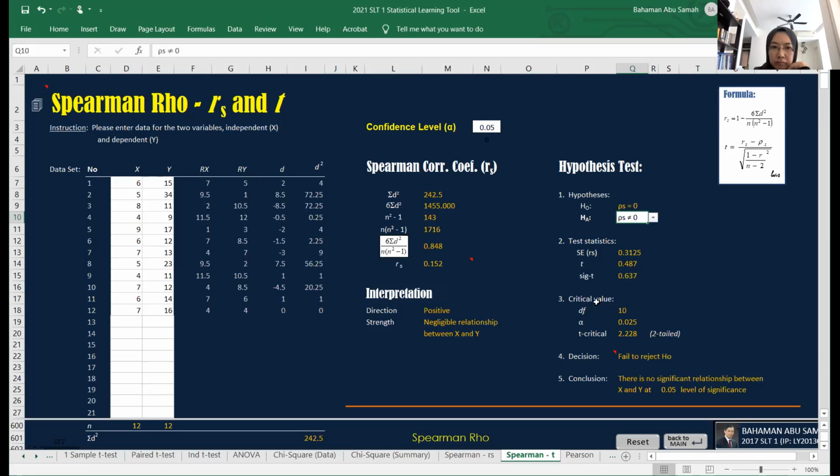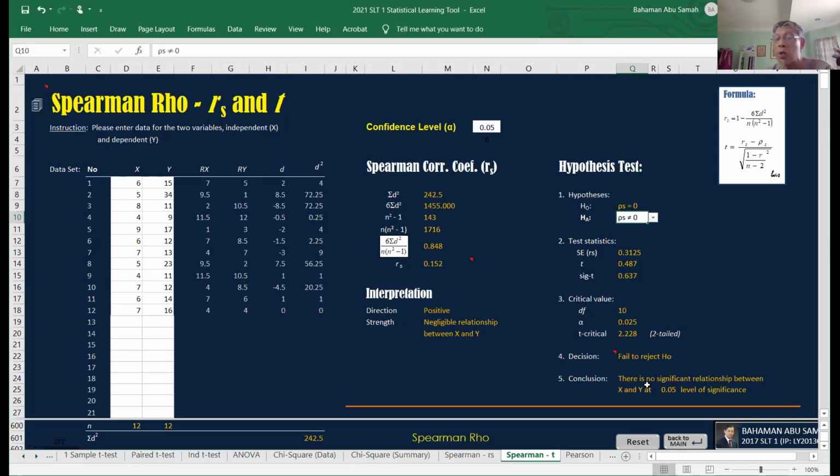So now, in step number 3, critical value at degrees of freedom equal 10, alpha 0.025, because alpha is divided by 2, the critical T is 2.228, two-tail. And then decision: since your calculated T 0.487 is smaller than your critical T 2.228, therefore fail to reject the null hypothesis. Or if you are using SPSS, we just compare significant T, which in this case is 0.637, bigger than alpha, therefore also fail to reject.